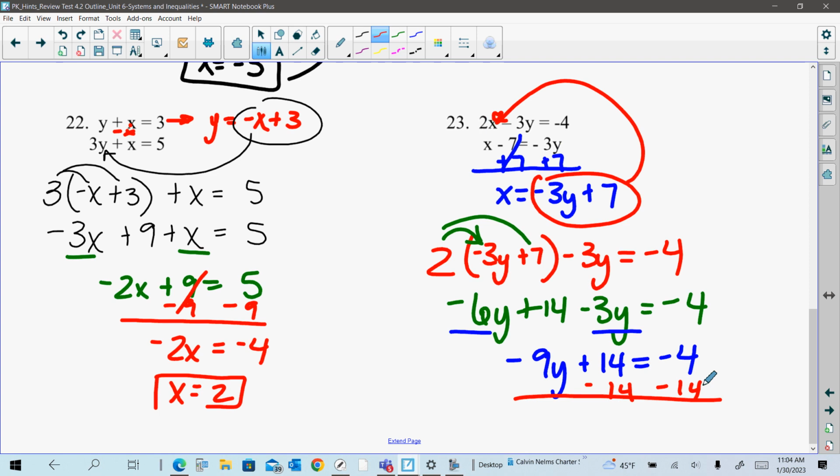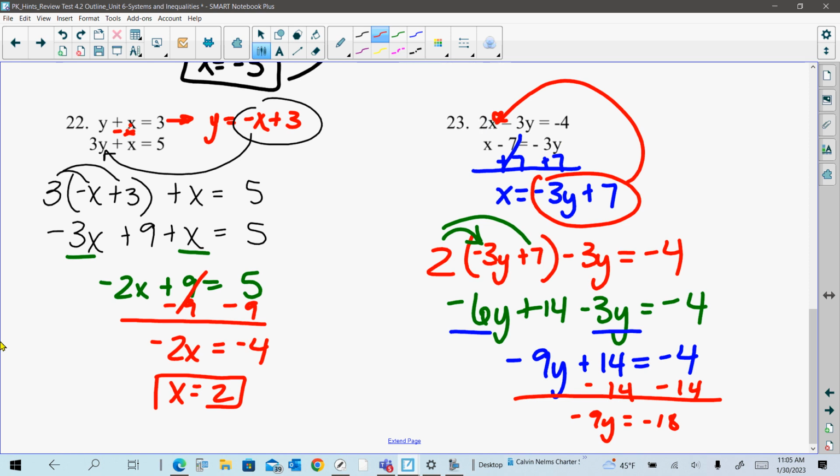Or did I miss? I thought the 4 was positive. My bad. I thought the 4 was positive. Oh, so then it comes out to negative 18. So y is 2. That's plus 7. Yeah, 6, 14, minus 3y. All right, so just plug it back in after that.